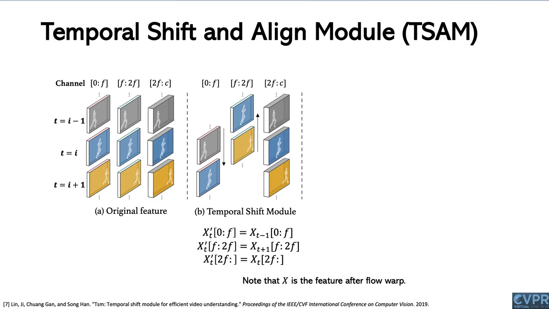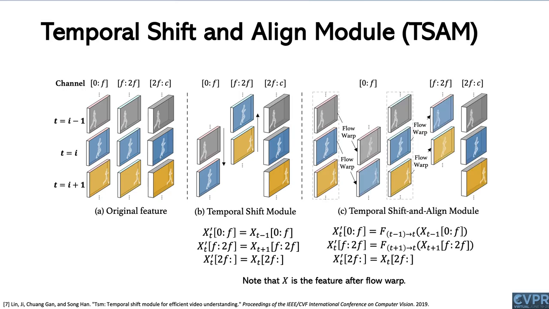However, when exchanging features across frames without any alignment, spatial mismatch occurs as shown in T=1 from the above figure. Thus, we propose temporal shift and align module. By warping the feature using completed flow before shifting, the shifted features are well aligned with the target frame. Thus, features at all the timestamps are well aligned with each other.